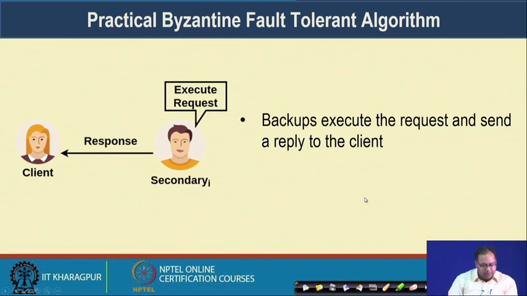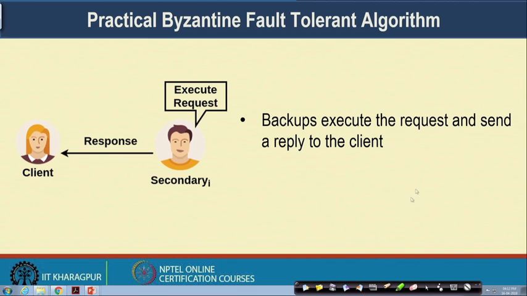Then these backups execute the request, and they try to come to a consensus based on this PBFT algorithm that we will discuss shortly. After executing the request, either the client request is successful or it is a failure. For example, in a shared storage architecture, if the client initiates a disk write operation, that write is successful if it is able to write that instruction correctly into every individual replica; otherwise it is a failure.